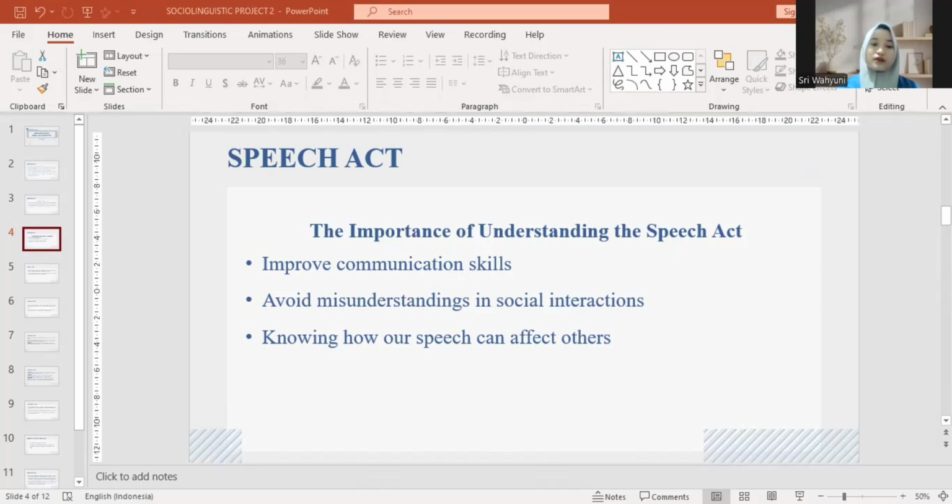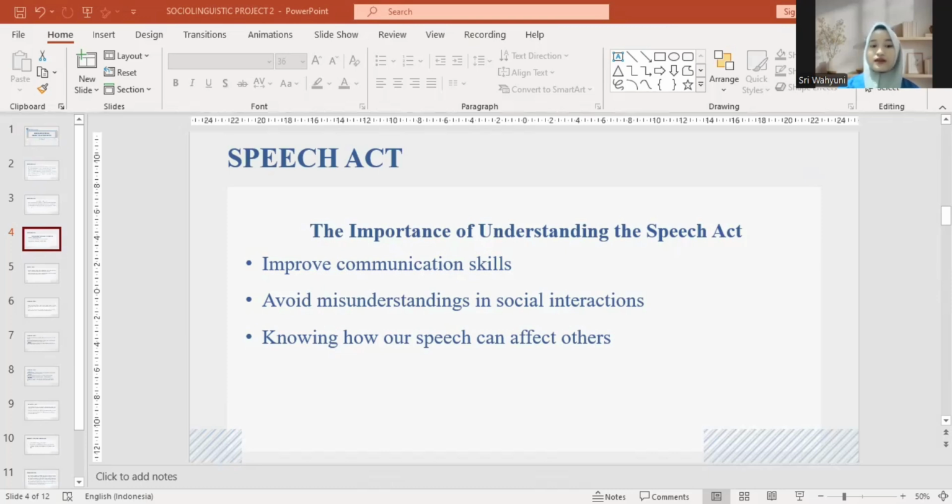Second is avoiding misunderstanding in social interaction. Misunderstanding often occurs because the intent of a speech is not captured correctly. For example, the phrase, "it's hot," could mean more than just a statement, perhaps an indirect request for the fan to be turned on. By understanding the speech act, we can capture the hidden or implicit intent of the other person's speech, so that the interaction becomes smoother and there are no misinterpretations.